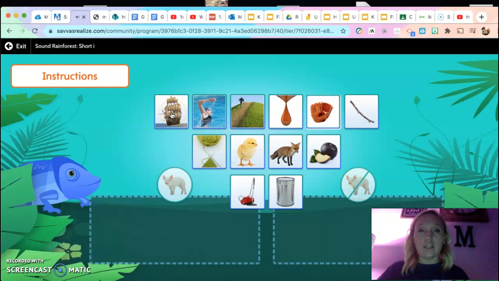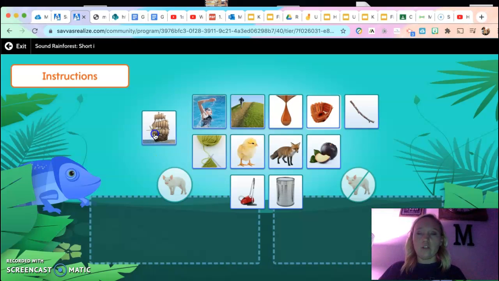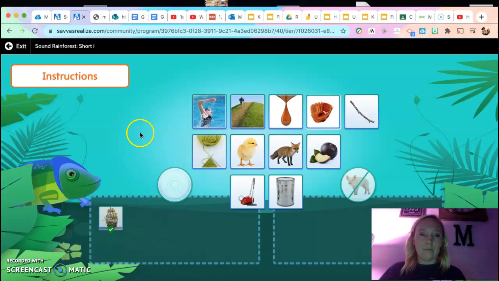Ship. Say that word, ship. Does ship have the same I sound as the word pig or not? It does. So we're going to sort it where? We're going to drag it underneath the pig. Good. Ship.